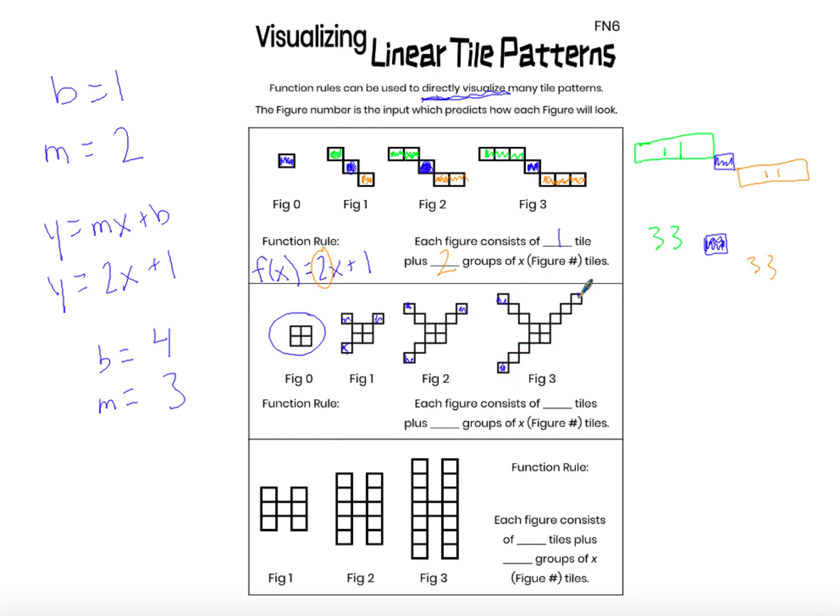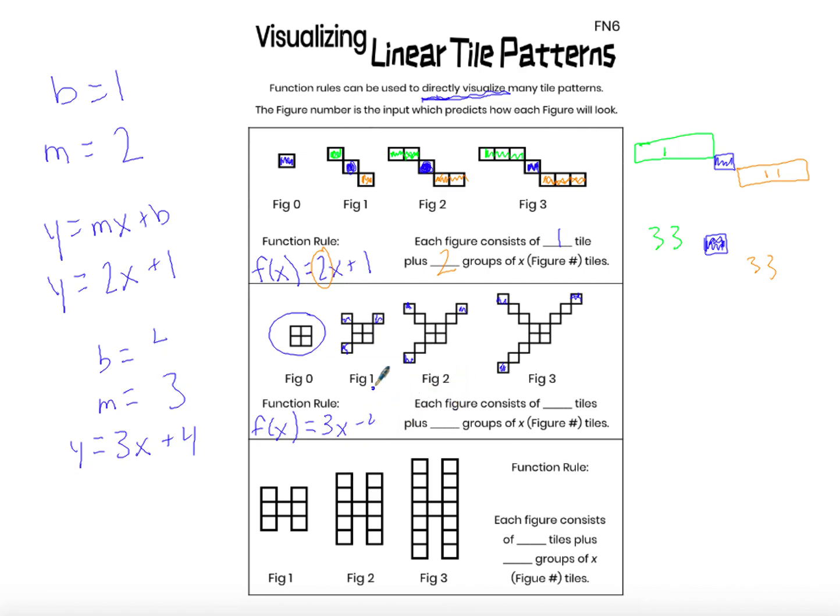So our rate of change, meaning how many tiles we're adding as the figure number increases, is 3. That means in my linear unit, my equation would have been y equals mx, 3x plus 4. In the function unit, we're using f of x to indicate the output y, the number of tiles. F of x equals 3x plus 4.